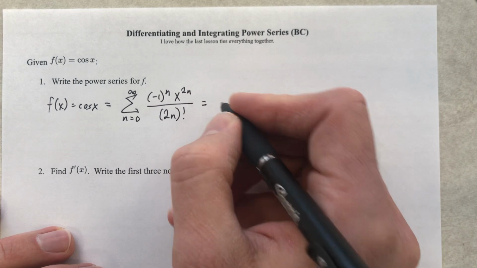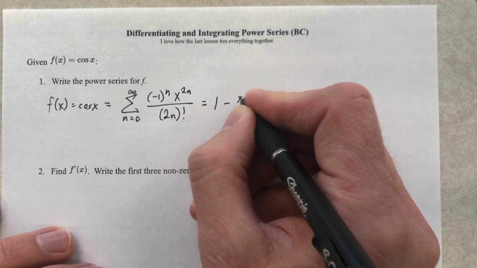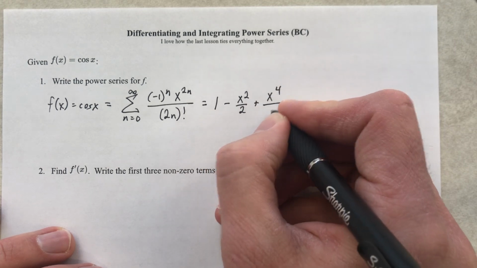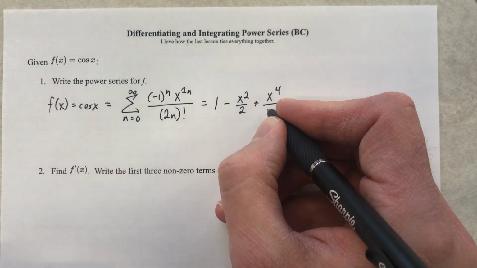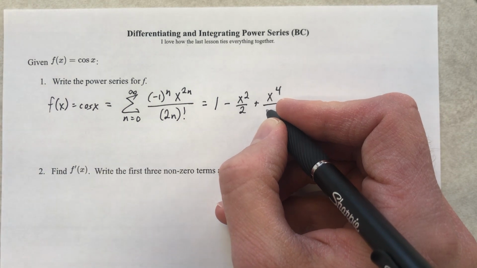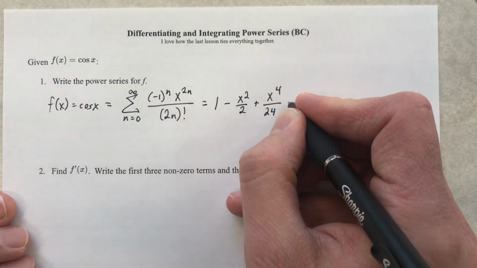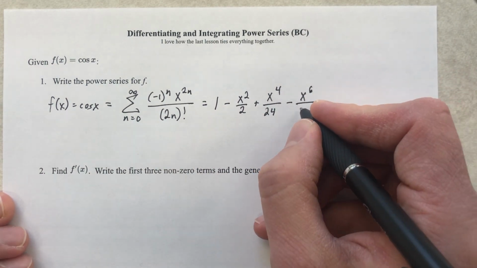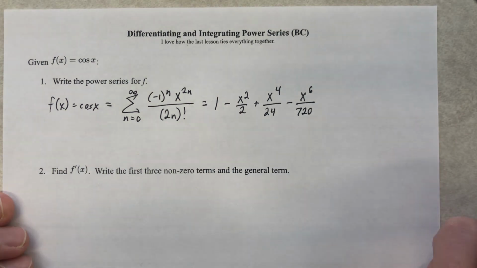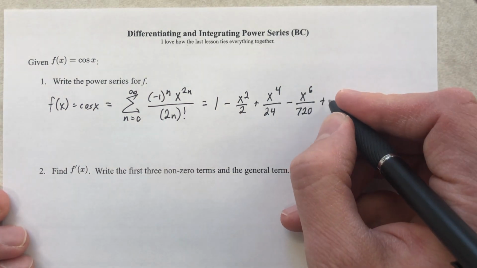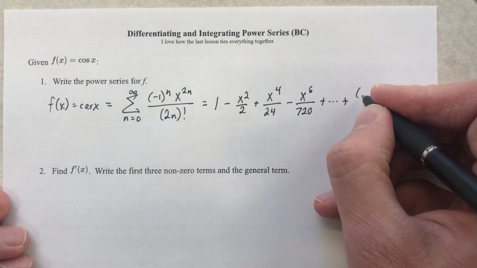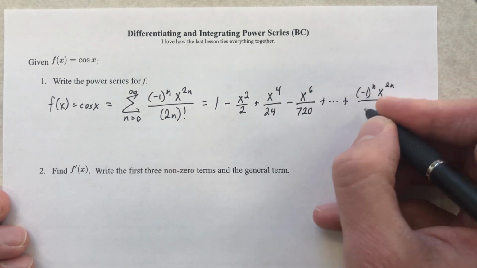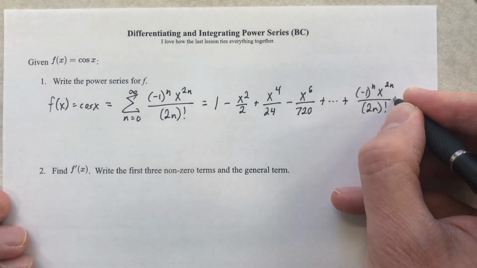That gives me, well, you plug in a 0, you get a 1. Plug in a 1, you get x squared over 2. Plug in a 2, you get x to the 4th over 4 factorial, and then minus x to the 6 over 6 factorial, which is 720, that's good to know. And then you can just keep on going, and you're going to have the general term, which of course you've already written, negative 1 to the n, and then x to the 2n over 2n factorial, and you keep on going.